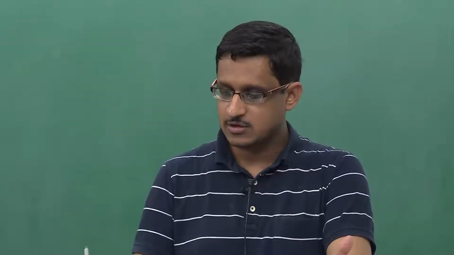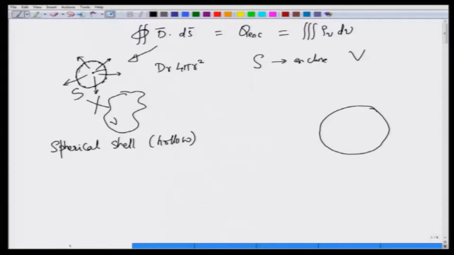So, I have this spherical shell here. The shell has a certain radius, call that radius a, and the charges are all distributed over the surface of this shell. So, the charge is all uniformly distributed over the surface of the shell, with a uniform charge density of rho s coulomb per meter square.